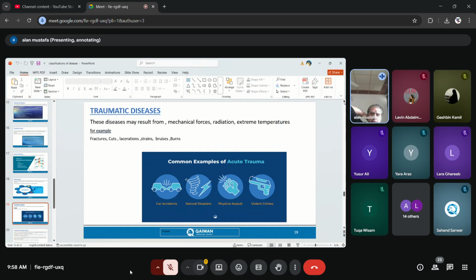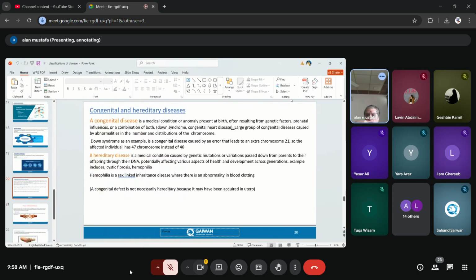And then we have traumatic disease that happens because of trauma, like in the picture. For example, a gunshot, a road traffic accident, or you fall from a height. So you get a fracture or broken bone, you get different cuts, lacerations, strains, bruises, burns. So these are examples of traumatic diseases.